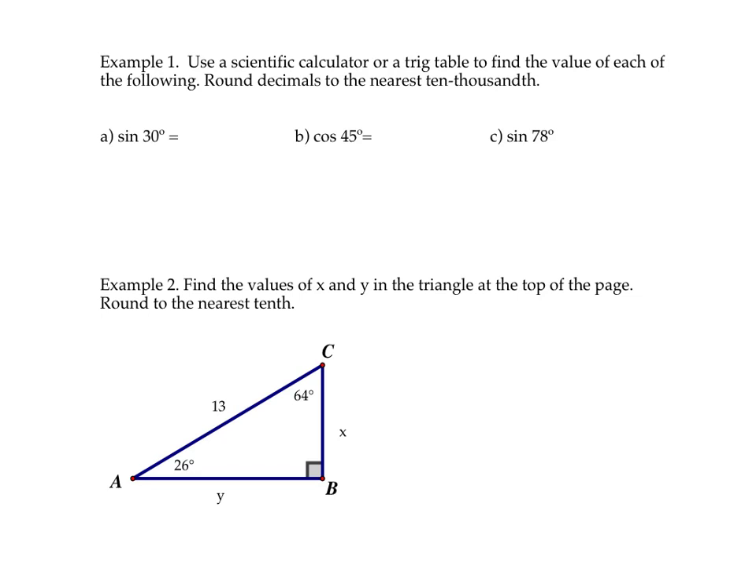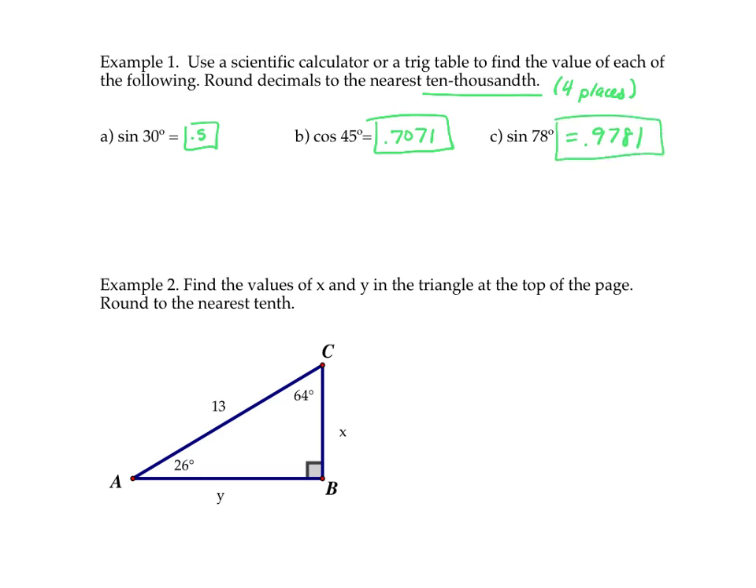Okay, similar to what we did for tangent, we're going to use the scientific calculator or trig table to evaluate each of the following. If you press sine of 30 degrees on your calculator, you would see 0.5. Again, we're going to round to the nearest 10,000th, which is 4 decimal places. For cosine of 45, it's equal to 0.7071. And finally, for the sine of 78 degrees, it's 0.9781.